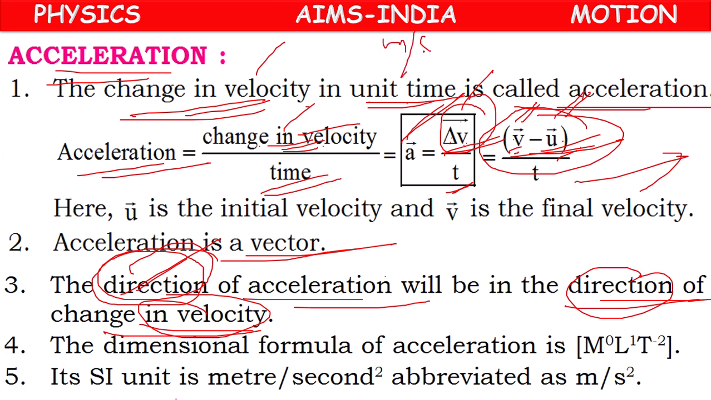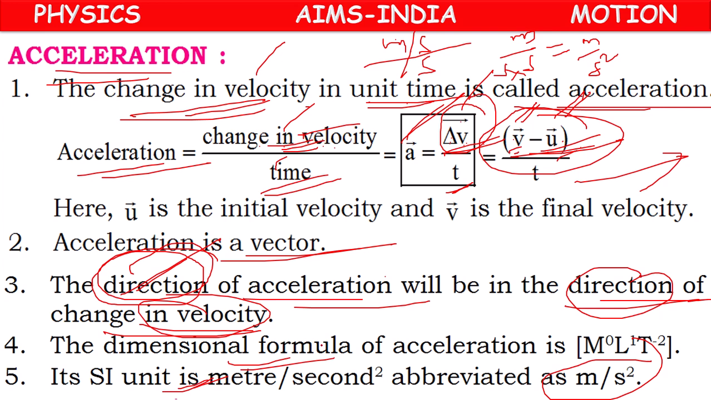Its unit will be meter per second, because change in velocity is also one kind of velocity. Unit is meter per second, divided by time, meaning second. That is meter per second into second, or meter per second square. Meter per second square is the SI unit of acceleration.